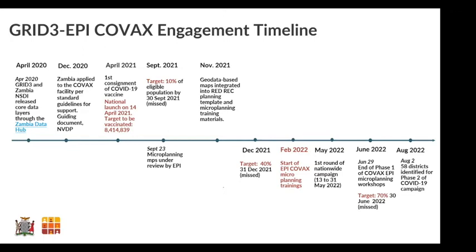So in February of 2022, we started these trainings. And then in May, we had our first national coverage, our national campaign. And this was conducted from 13th to 31st of May, where we managed to reach out and provide doses to about 2.5 million of the population, which was a very significant difference from what we had seen in the past when we did not have these microplans available with us.